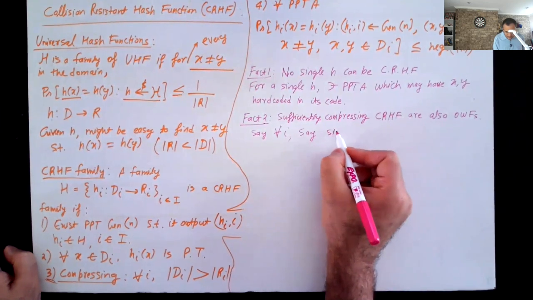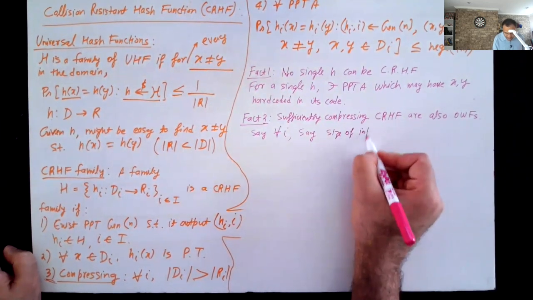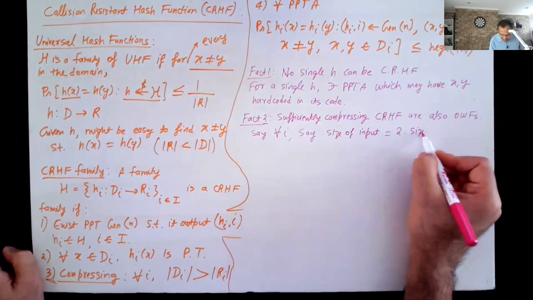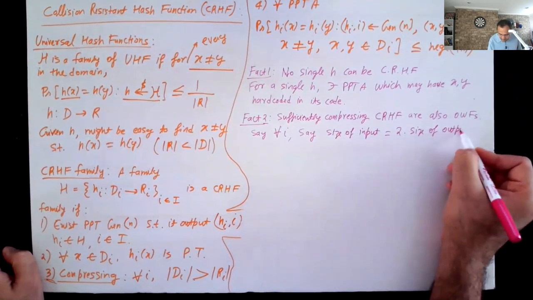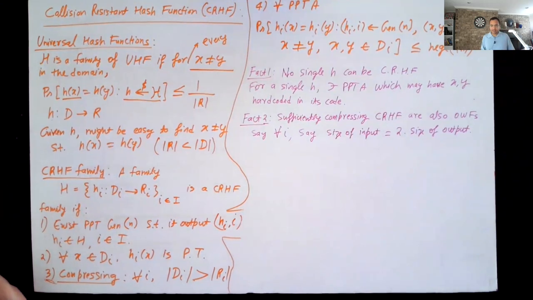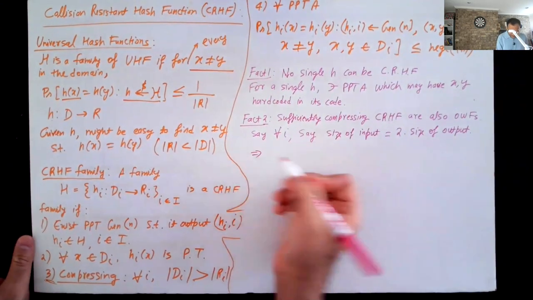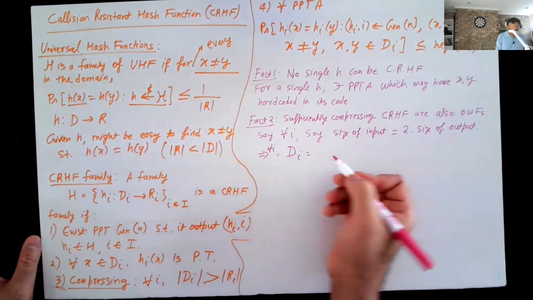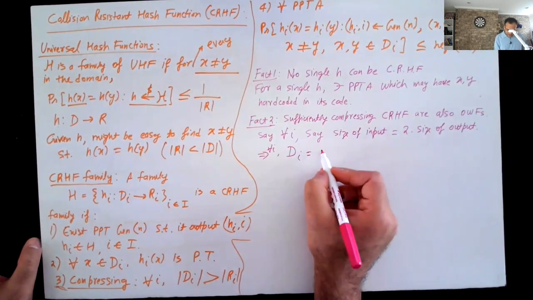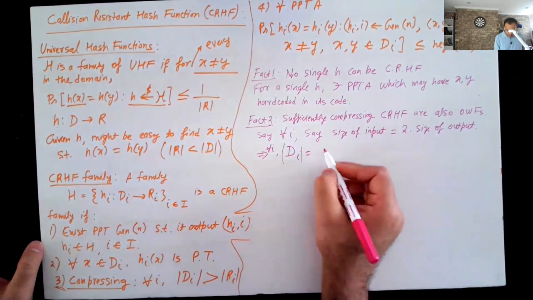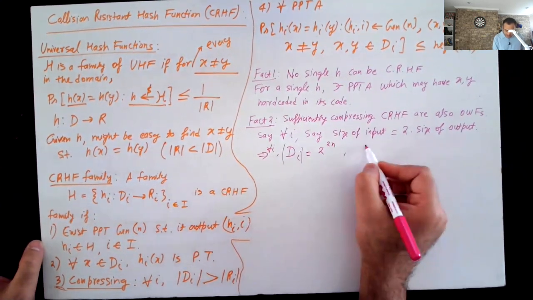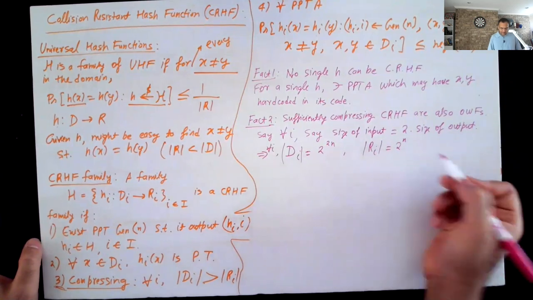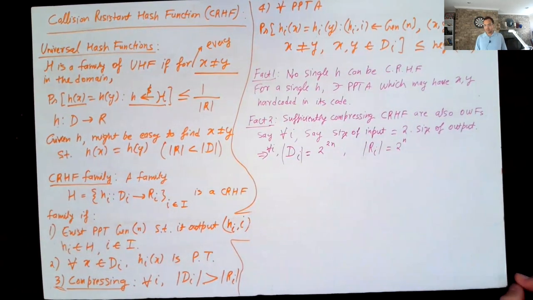Say size of input equals, let's say, 2 times the size of output. Okay, and for simplicity, let's say, in other words, for all i, d_i is, let's say, equal to 2 to the power 2n. Okay, size of the domain is 2 to the power 2n, size of the range is 2 to the power n.